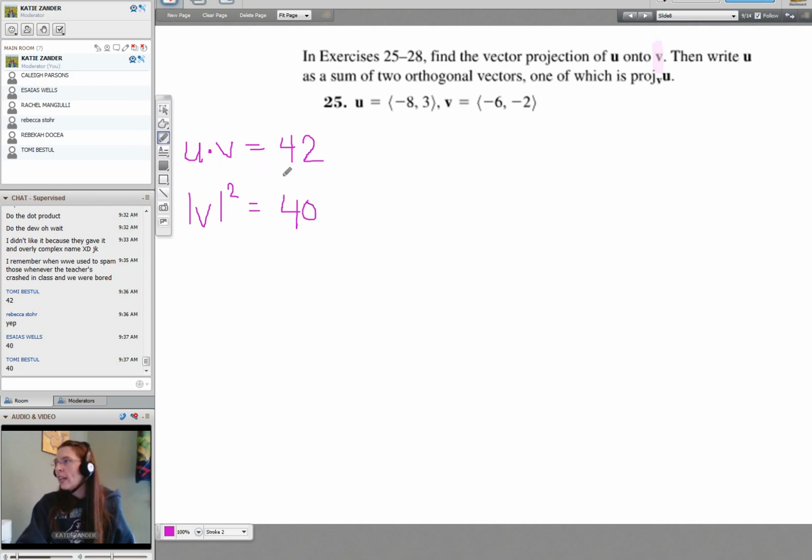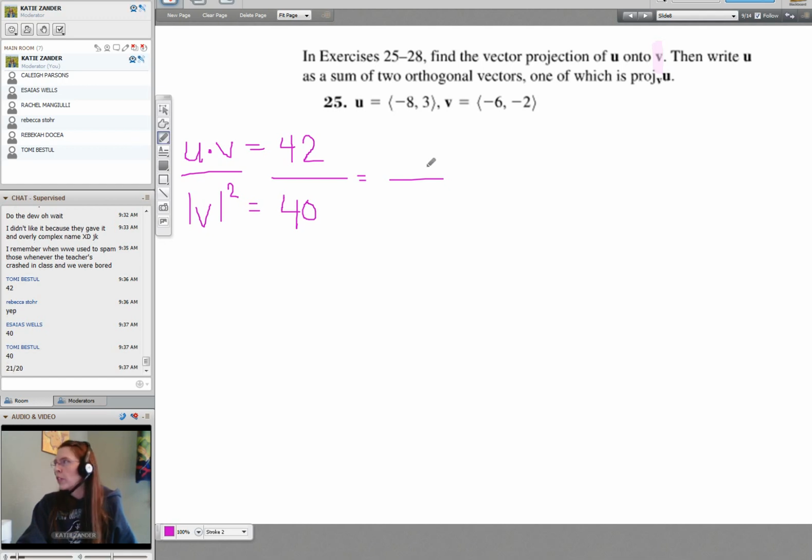That is the fraction that we use to cast onto the vector v that's underneath. I do want to reduce that fraction though. 42 over 40 can be reduced. They're both divisible by 2, so we get 21 over 20. If we can reduce, we do that for good measure. Now we cast that onto vector v, because that's the vector that came second. That's what we're projecting onto.